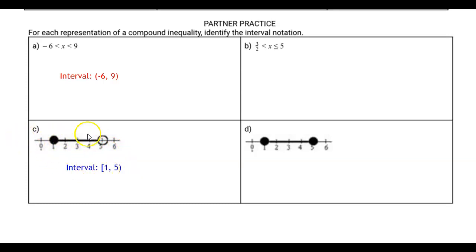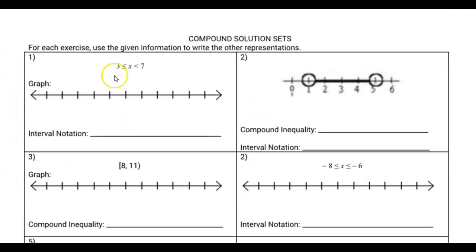All right, notice that there's no x included in here because we're not writing it out as an inequality. When you're writing an interval, you don't have to write the x. As a matter of fact, it would be incorrect to write the x. All right, so like I said, B and D are going to be done in class. Let's move on to the next page here.